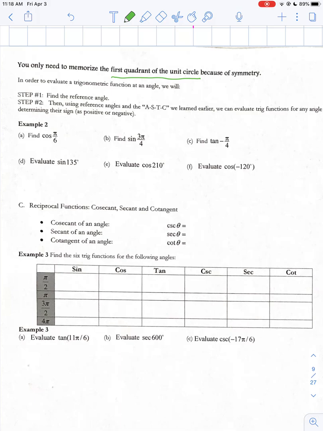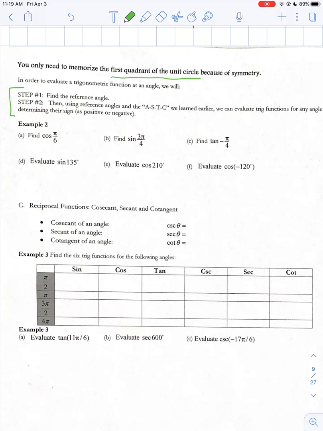First of all, if the angle they're asking you to evaluate the trig function on is not within the first quadrant, you can still use the first quadrant values to help you by finding the reference angle. I show you these steps here. Steps 1 and 2 are finding the reference angle and then figuring out whether that trig function, sine, cosine, or tangent, is positive or negative in that particular quadrant, to then assign the value.